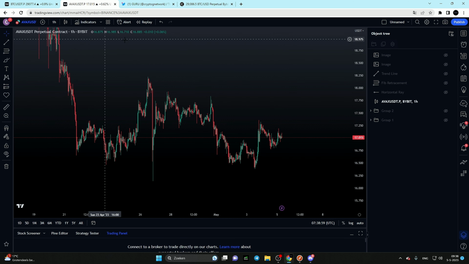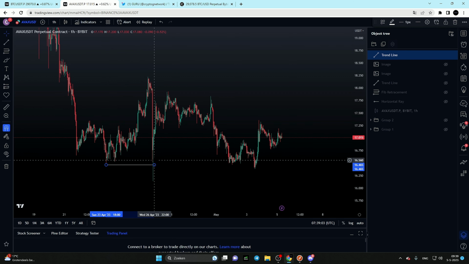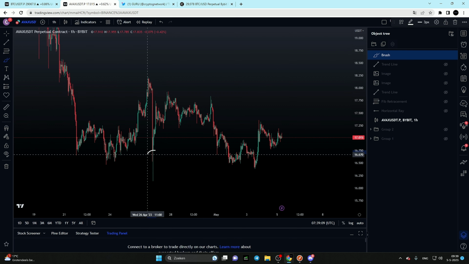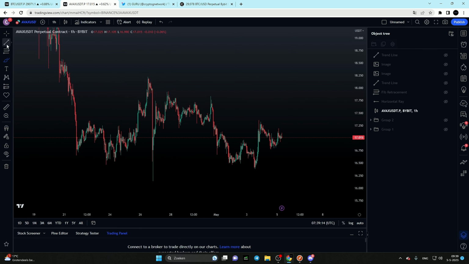First of all, we can see that Avax got a sweep of the low over here, in which we put in a massive wick. And we know, I always explain to you guys, these massive wicks over here are a massive draw on liquidity. Now, we pushed back towards that wick, right? So we got to push up.